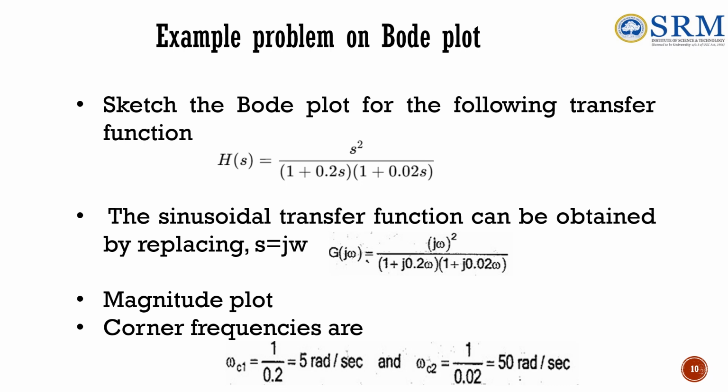In the Bode plot, we have two plots to draw on the graph sheet. Those are the magnitude plot and the phase plot. First we are going to see how to do the magnitude plot. From the given frequency domain transfer function, the first step is to determine the corner frequencies. We can find two corner frequencies, omega c1 and omega c2. Omega c1 is 1 by 0.2, which is equal to 5 radian per second, and omega c2 is 1 by 0.02, which is equal to 50 radian per second.